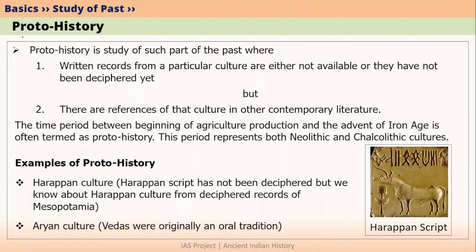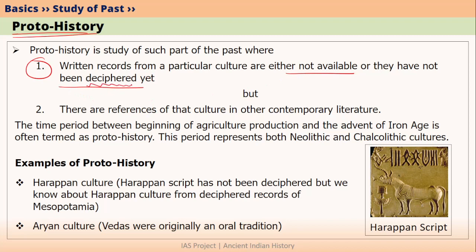Now, the second part is called as proto history. Now, the definition of proto history is very simple. For any part of the past to be called as proto history, it has to satisfy two conditions. What are the two conditions? First one is written records from that time should either be not available or they may be available but they have not been deciphered yet.